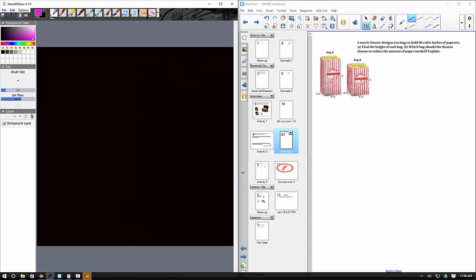So for the first box, I know that I have 3 times 4 times h, and that equals 96. I could go through here and say this is 12 times h equals 96. I could then go through and divide by 12, and I get h equals, what is that, 8? So this height is 8. So write down 8 here.